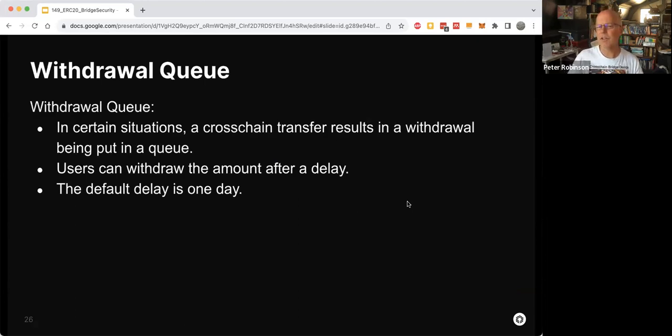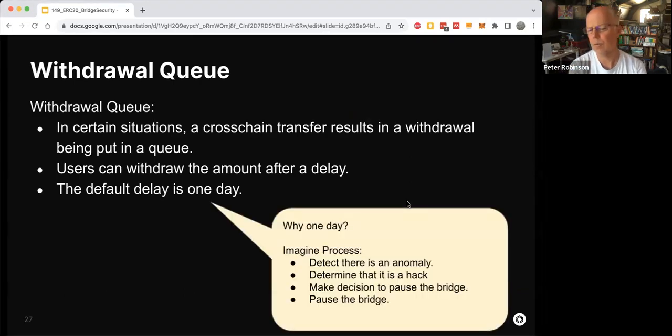Another security feature is to have a withdrawal queue. So in certain situations, a cross-chain transfer results in a withdrawal being put into a queue. And so users can withdraw the amount after a certain delay, and the default delay is 1 day. The reason for 1 day is, again, imagine yourself, it's 1 a.m. on, say, December the 25th or whatever day is important where you live.